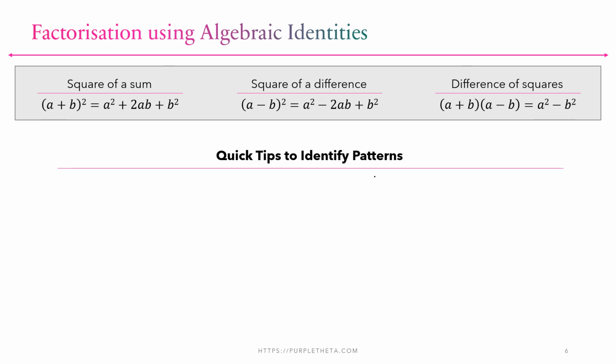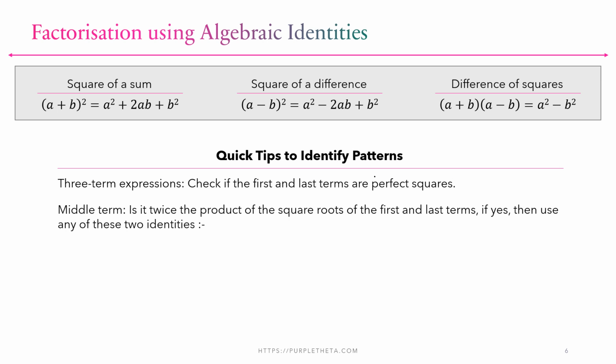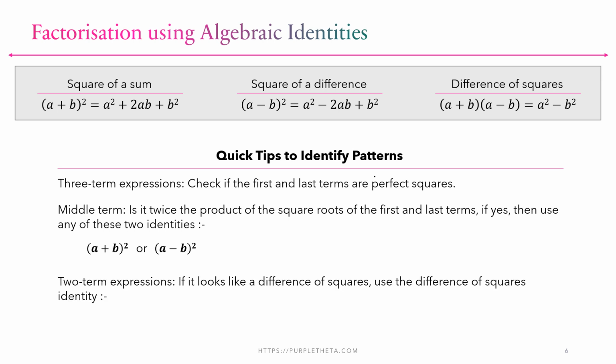Okay, so here are a few quick tips to identify patterns. The first is three term expressions. We need to check if the first and last terms are perfect squares, right? Then for the middle term, is it twice the product of square roots of the first and last term? And if this is yes, then we follow either a plus b whole square or a minus b whole square, right? And then for two term expressions, if it looks like a difference of squares, use the difference of squares identity.